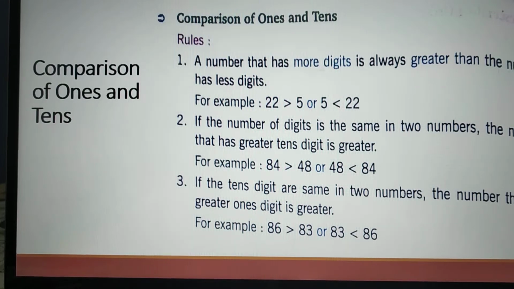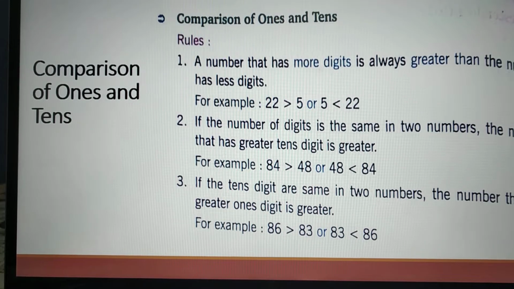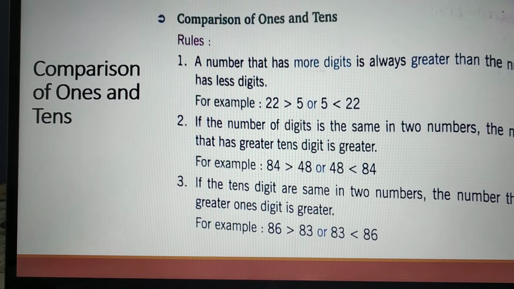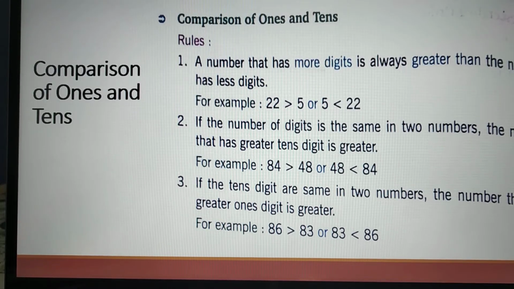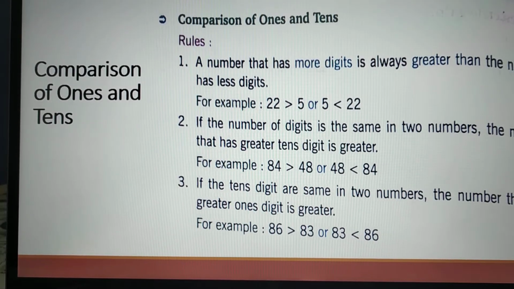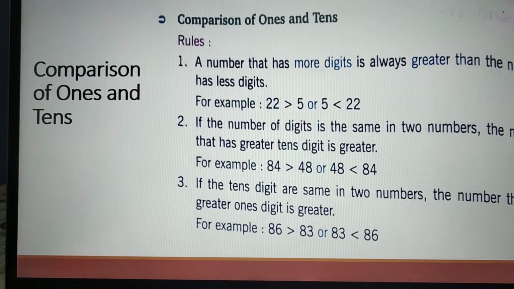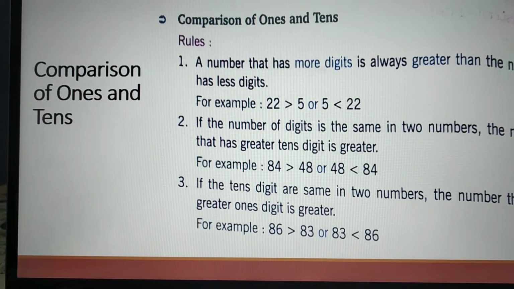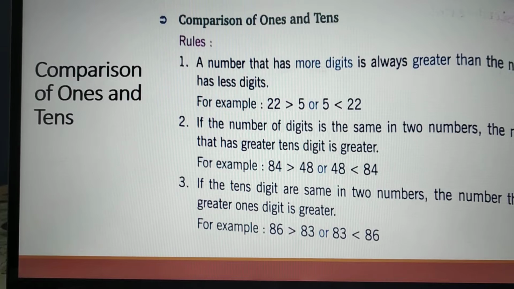So, comparison of ones and tens. Here, students, first I am giving you the rules given in your book, and we will go through every rule in detail, right? You look at the rules only. I am going through it again.